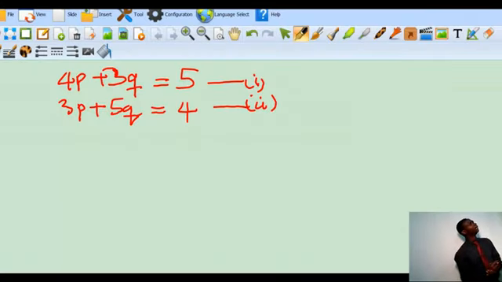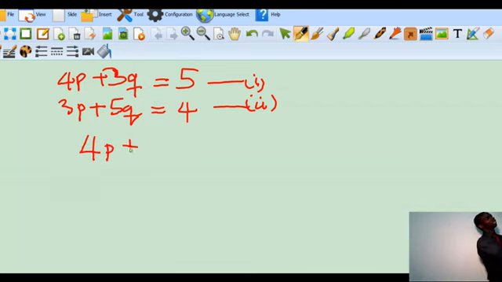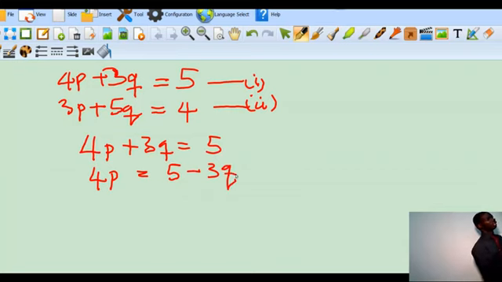Now, using the substitution method, let us first of all make one unknown in equation 1 the subject of the formula. You know that 4p plus 3q is equal to 5 from equation 1. So 4p is equal to 5 minus 3q. And from that, you can obtain the value for p by dividing both sides by 4. p is equal to (5 minus 3q) over 4.